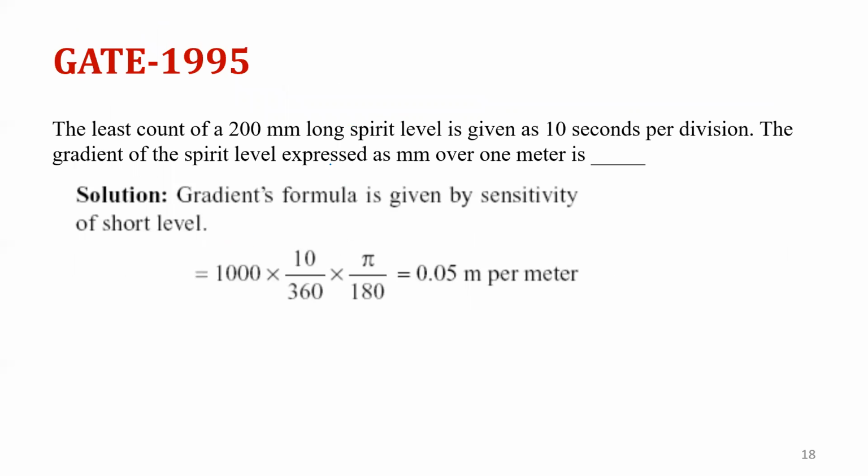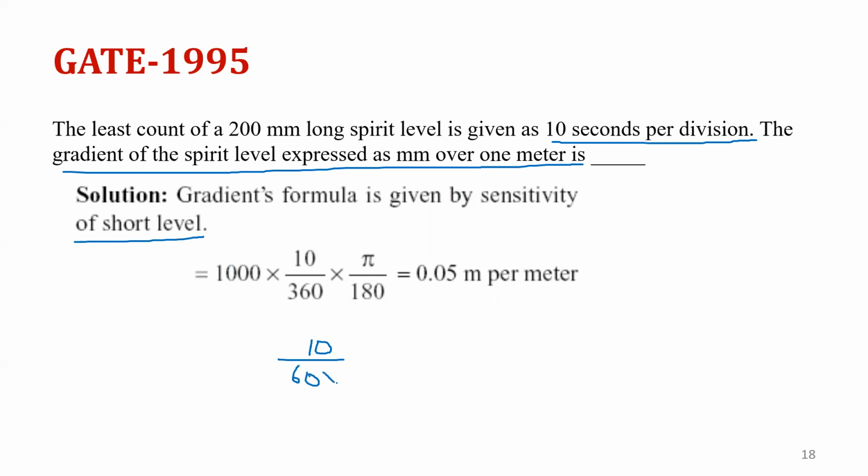The least count of a 200 mm long spirit level is given as 10 seconds per division. The gradient of the spirit level expressed in mm over 1 meter is? The gradient formula is given by the sensitivity of the spirit level. So this is 10 seconds per division. You convert into degrees by multiplying with 60 to get minutes, and again multiplying with 60 to get degrees. Multiplying with pi by 180, you get this in radians.